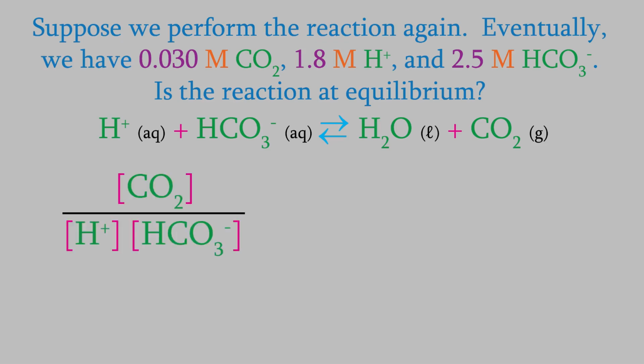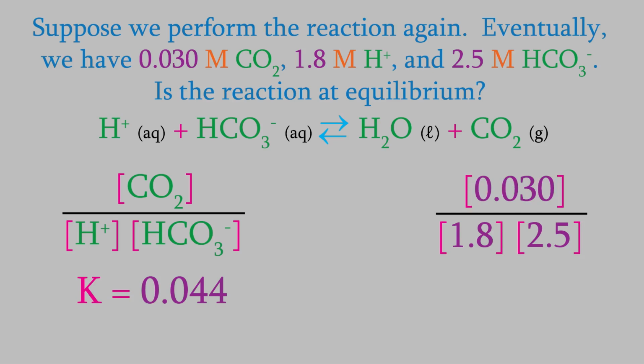From the last problem, we saw that the ratio has a value of 0.044 at equilibrium. If that's what we get when we plug in our new values, then we'll know the reaction really is at equilibrium. So let's try it. We plug in our new values, and when we solve the formula, we get a result of 0.0067. This is certainly not what we got for K last time, so the reaction is not at equilibrium.